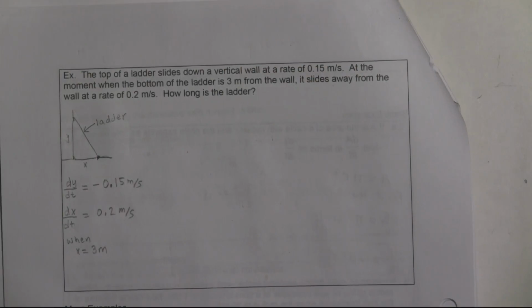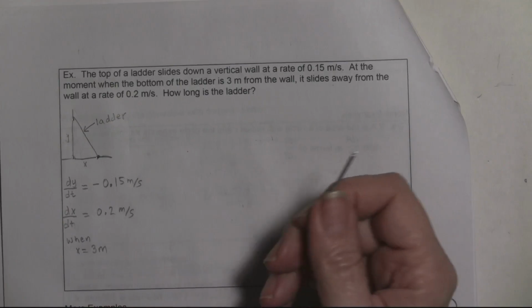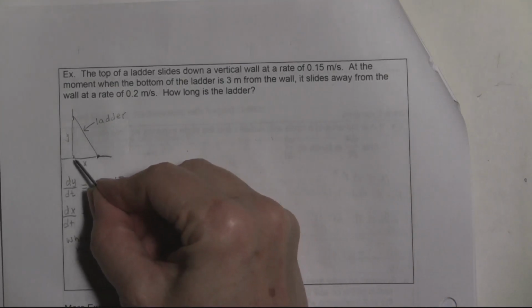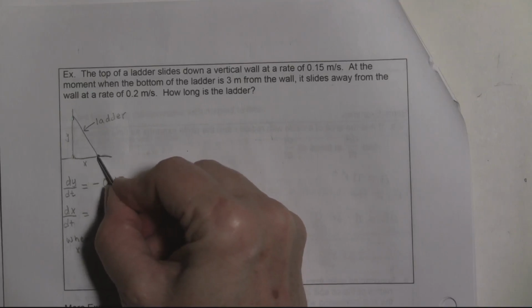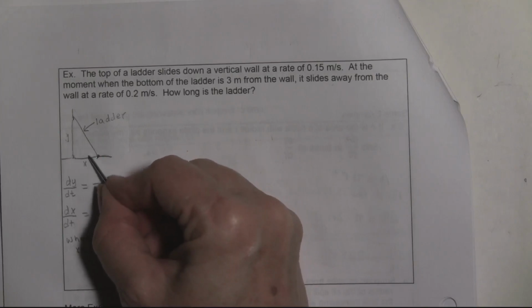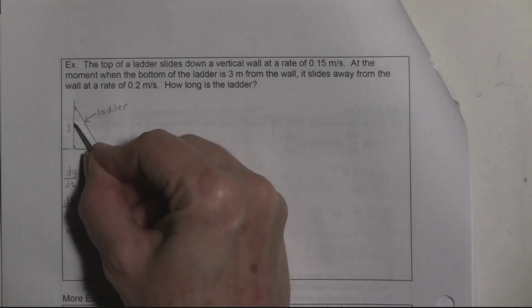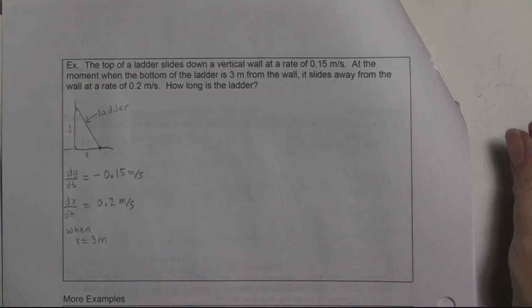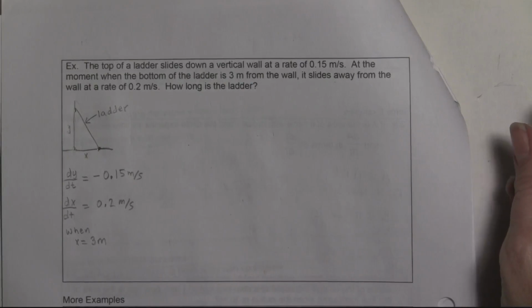Now, actually, they asked us to find the length of the ladder. They're wanting us to find the length of the ladder when x is 3. Now, the length of the ladder is the same no matter what x is, but when x is 3, if I knew what y was, then I would be able to find the length of the ladder. If I knew what y was at that moment, I'd be able to find the length of the ladder without doing any calculus, right? I would just use the Pythagorean theorem.